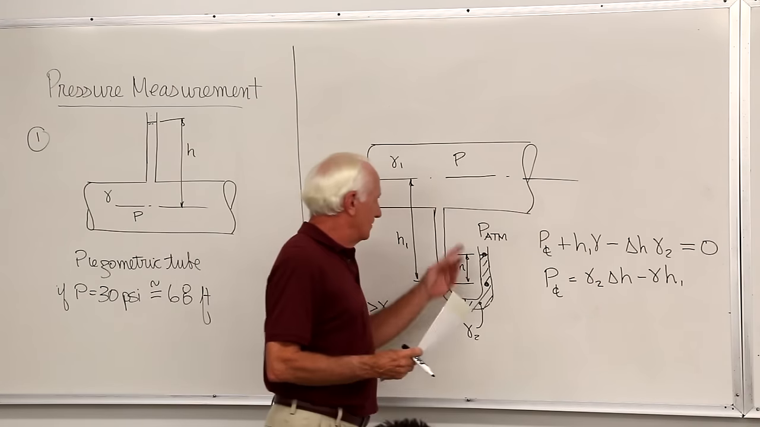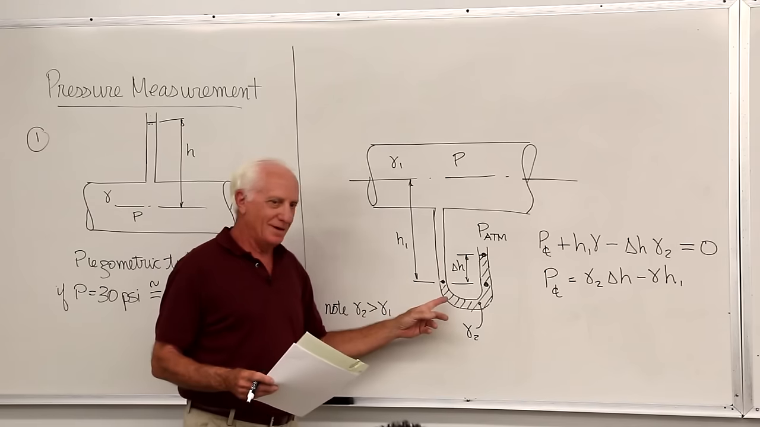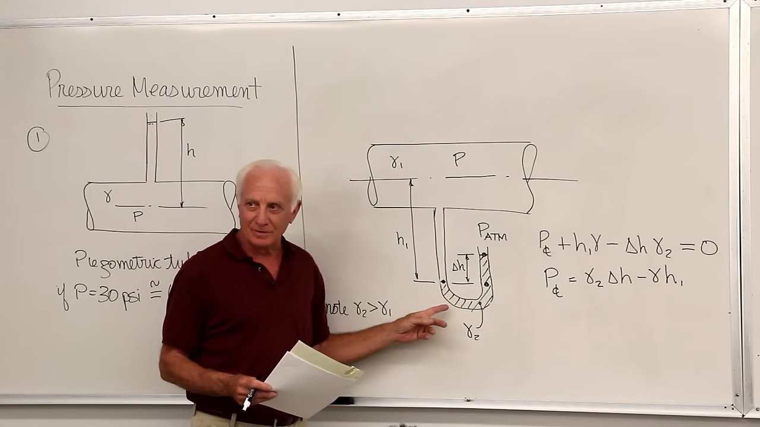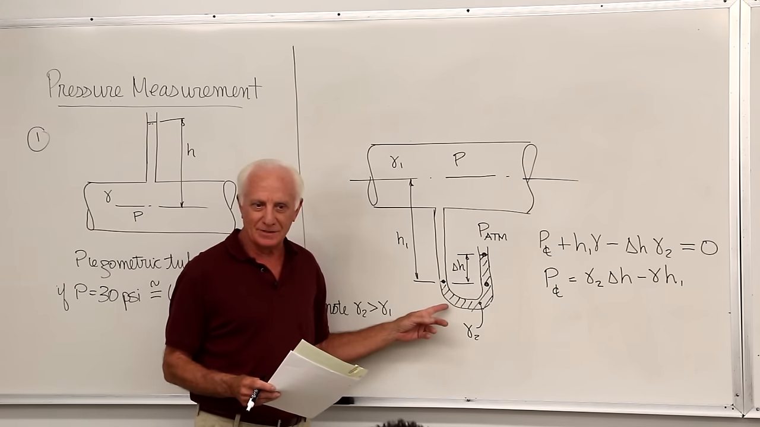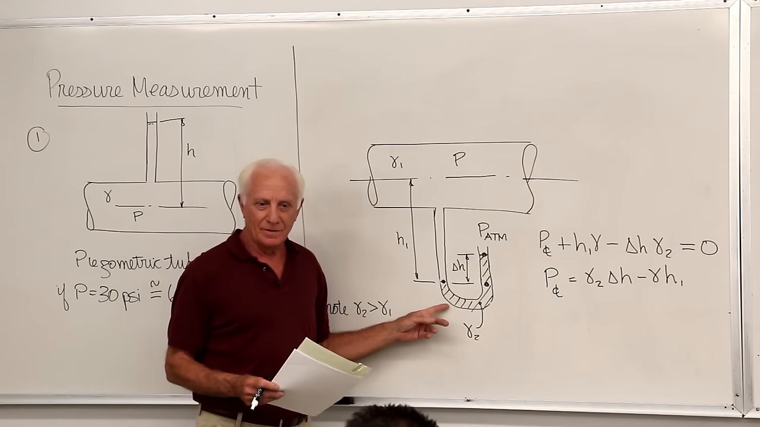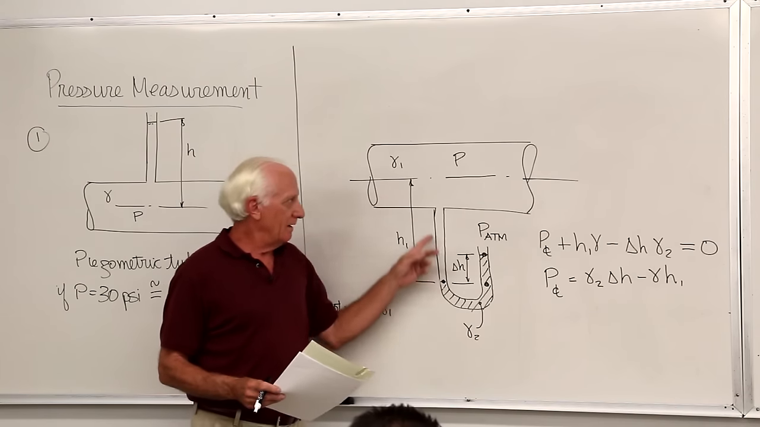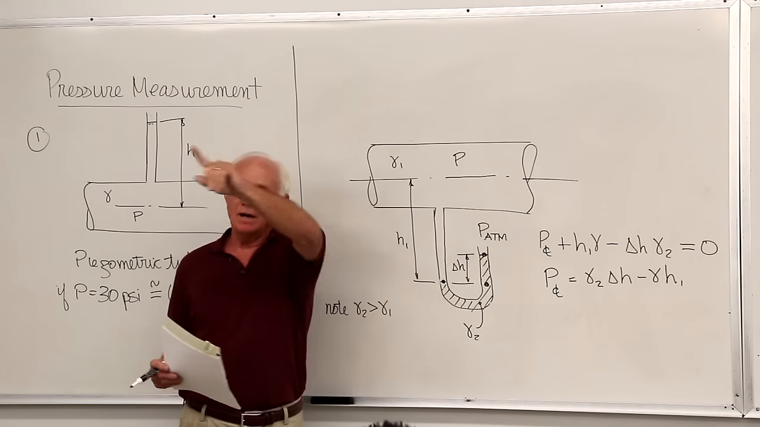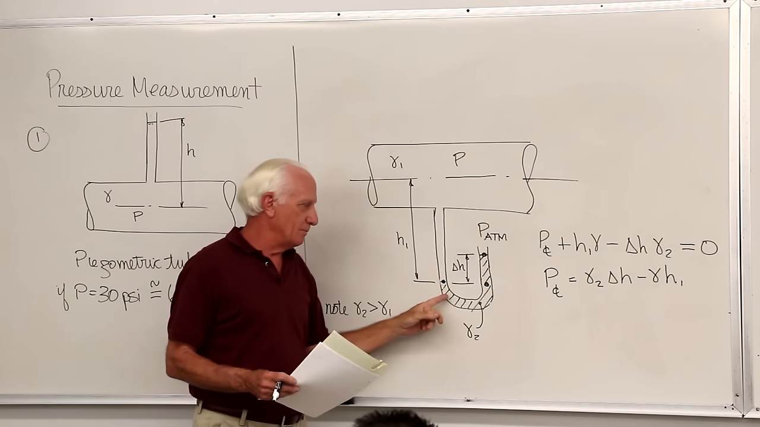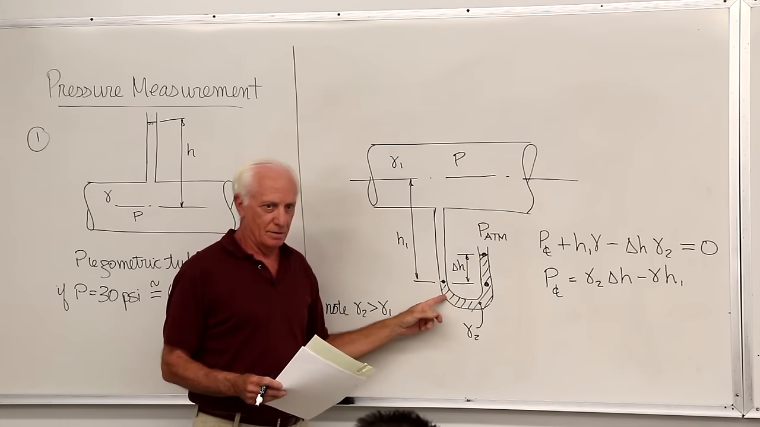And typically, if this is water, what you put in here would be mercury, 13.6 times heavier than water, equal volume. If this is an air duct, like up there, an HVAC duct, you typically put in water.